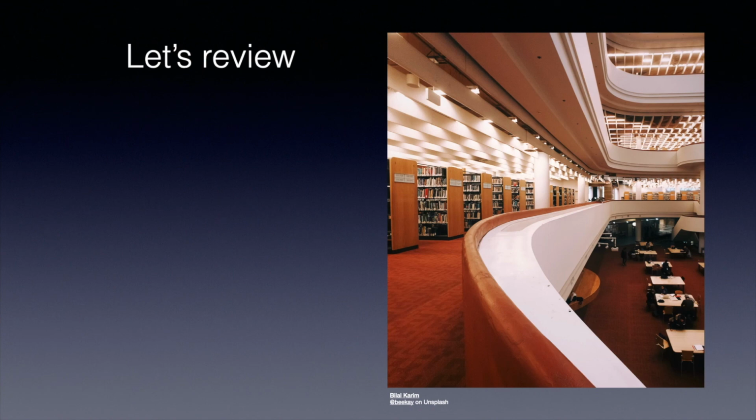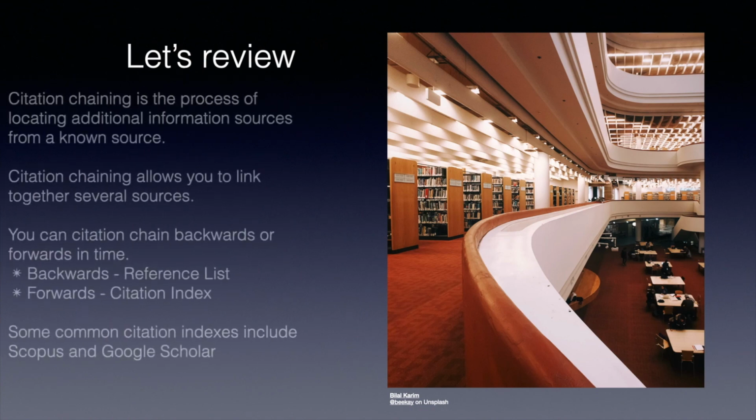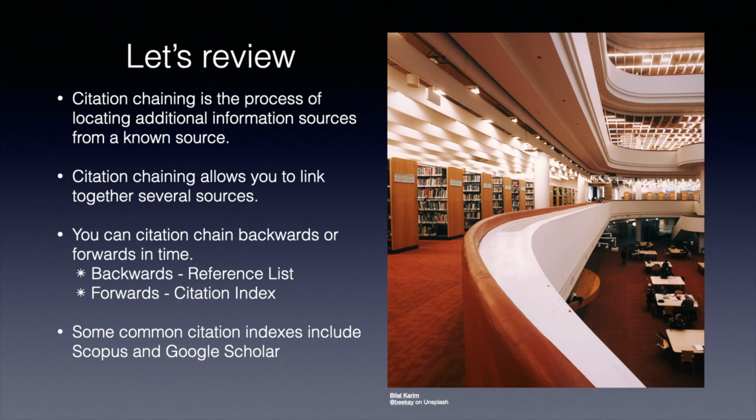Let's review some of the citation chaining concepts. Citation chaining is the process of locating additional information sources from a known source. Citation chaining allows you to link together several sources. You can citation chain backwards or forwards through time. Backwards by using the reference list of a source, or forwards by using a citation index. Some common citation indexes include Scopus and Google Scholar. This has been an overview of citation chaining.